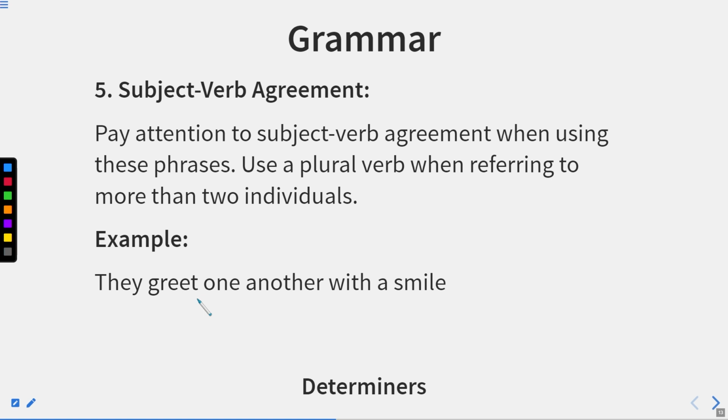Subject-verb agreement. Pay attention to the subject-verb agreement when using these phrases. Use a plural verb when referring to more than two individuals. They greet one another with a smile. Now, of course, whether it is one another or each other, we will be using a plural verb only, because each other is also used for two people only. And if two people are there, obviously the verb will be plural. And if the minimum number is two, of course, the verb will be plural in all the cases.